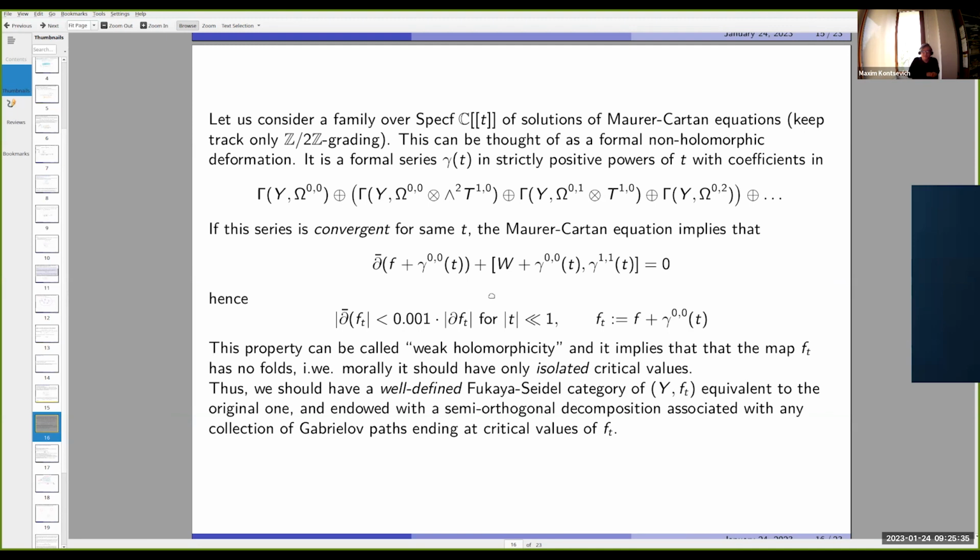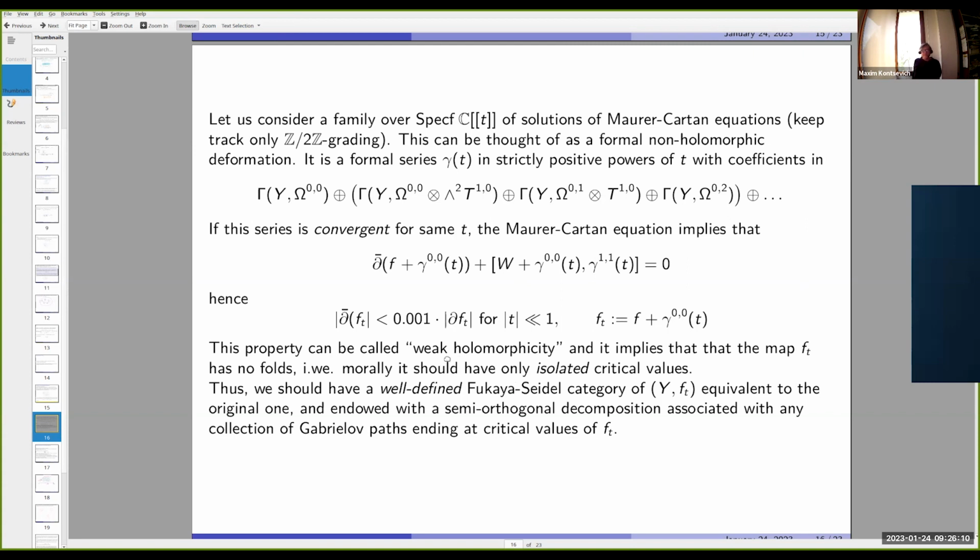If the map has a fault, then an immediate calculation shows that at this point the d-bar derivative has the same norm as the d derivative. So normally we should have only isolated critical values. Of course, one can imagine some kind of pathological, maybe not real analytic examples, where you get some countable set with accumulation points of critical values. But for example in the real analytic case, you get really isolated critical values.